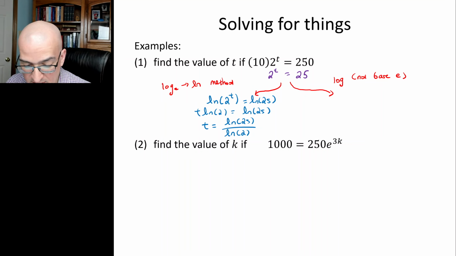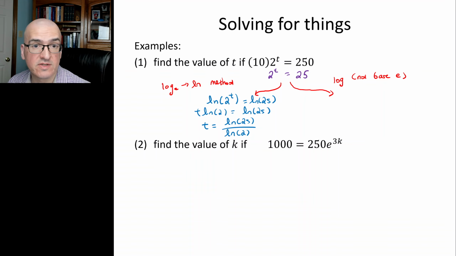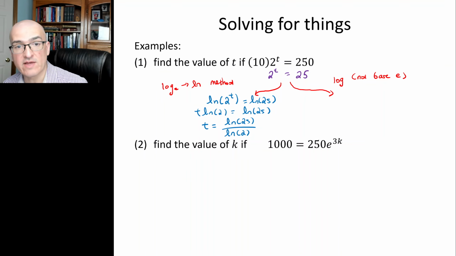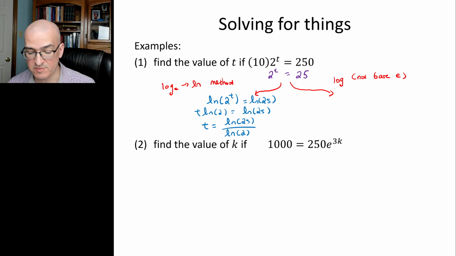If you plug it into a calculator, it'll tell you approximately what t is equal to, and it has to be larger than 4. 2 to the power 4 is 16, so it's got to be larger than that, and smaller than 5. 2 to the power 5 is 32. So you've shot past 25, you've gone too far. So it's got to be somewhere between 4 and 5. And if you plug into a calculator, it'll tell you exactly what that number is supposed to be.